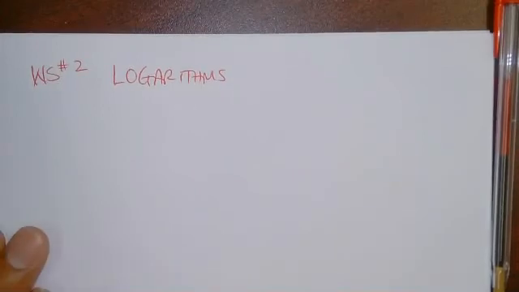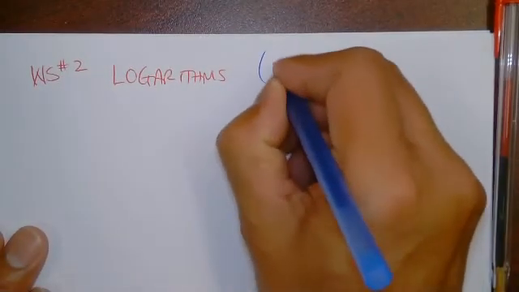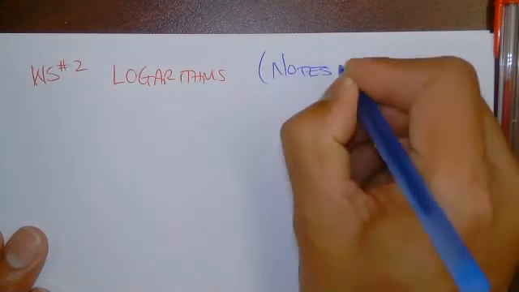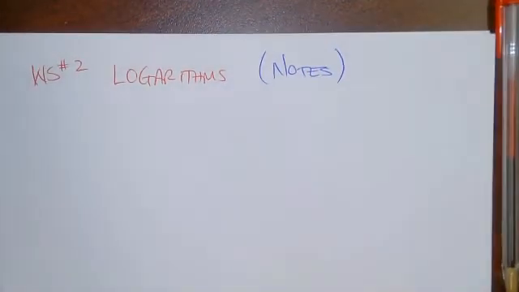Worksheet number 2, logarithms. These are the notes, yeah? So what did we learn in the first worksheet? Well, you got to learn, you understood and you're reminded what an exponential notation or form is. But then why do you need to learn and know this logarithmic form?